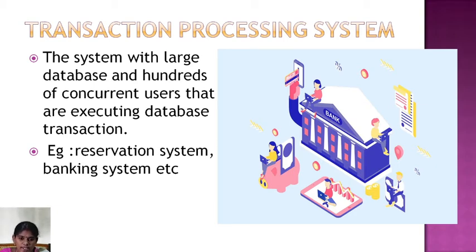Next one is the transaction processing system. So what does transaction processing system mean? Transaction means a series of actions, and processing system means multiple transactions are made at a time. That is, multiple users use this database concurrently. That is a processing system. We use a reservation system and a banking system; these are transaction processing systems. More than one user concurrently executing database transactions at a time is a transaction processing system.